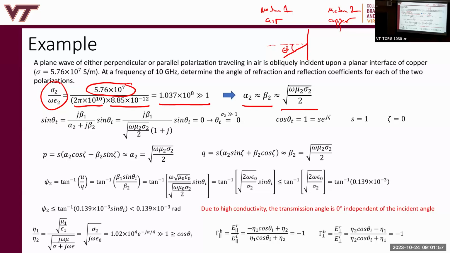So now we can use our Snell's law of transmission. We know what alpha 2 and beta 2 are now from here. We plug that in, and we set that equal to 0. Let's see, what are we doing here? So this is equal to that, is equal to this. So why do we set equal to 0? Sine of theta transmitted. Sigma 2 is much greater than 1, so theta transmitted equals 0.